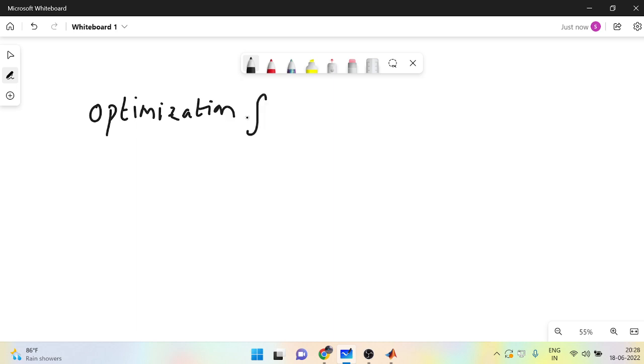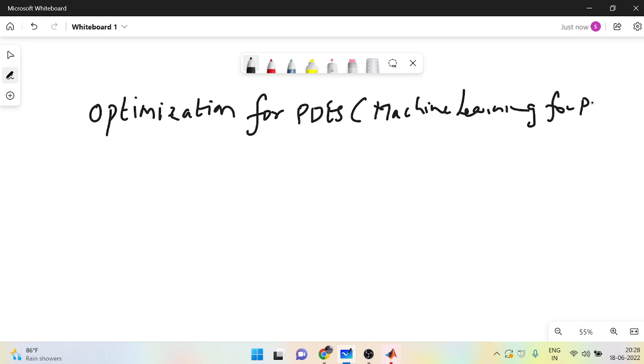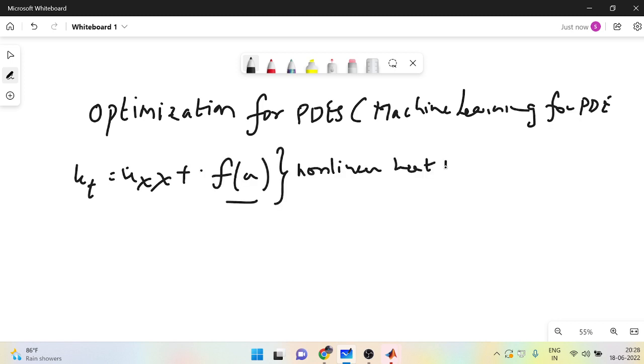Optimization for PDEs, which is basically a subset of machine learning for PDEs. So say you want to solve the heat equation u_t = u_xx + f(u). So there is some nonlinear heat equation, and you want to solve it via neural networks.